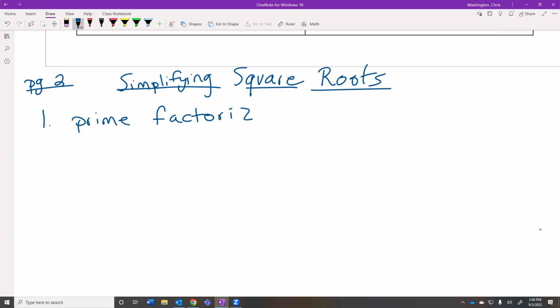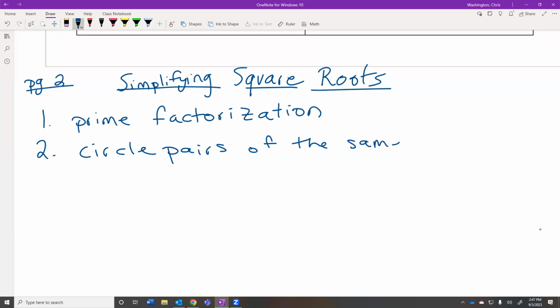So step 1, prime factorization. Hence why we went over prime factorization. Step 2, we're going to circle pairs of the same number. So maybe we did our prime factorization for 120. Remember, we had like 2 times 2. So we would circle that pair, and then we had another 2 times 2, I think. We would circle that pair. So anytime we have the same number twice, we're going to circle those numbers.